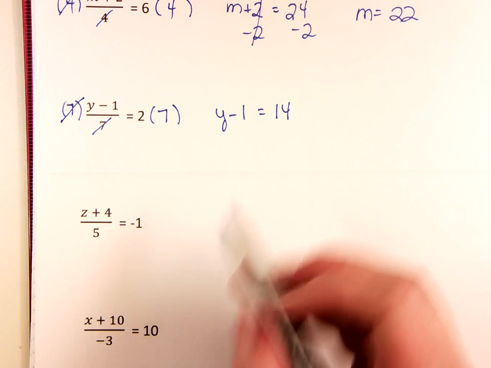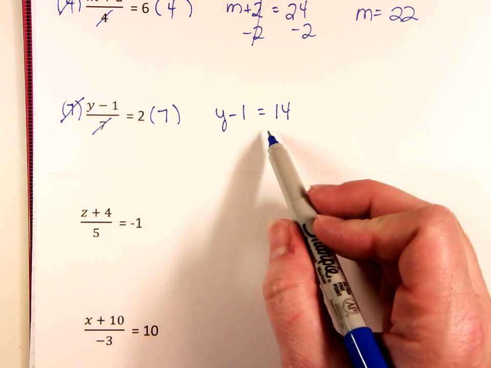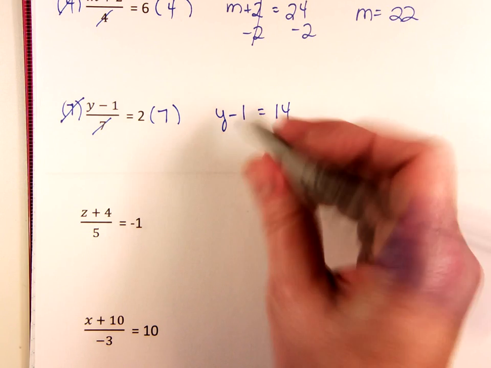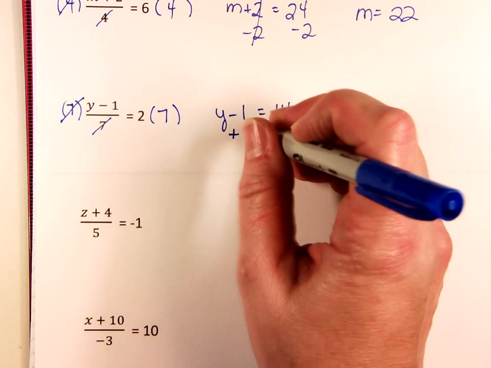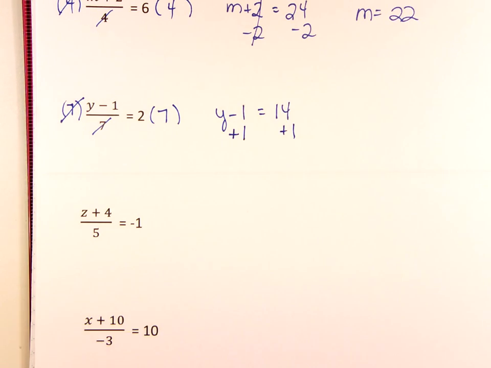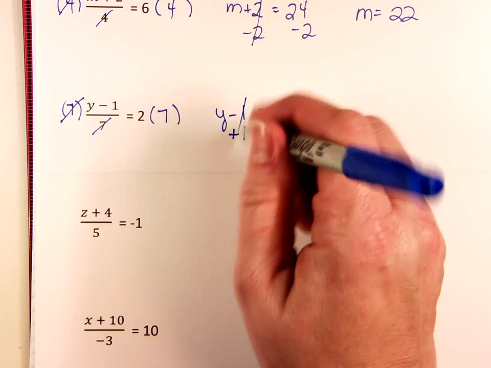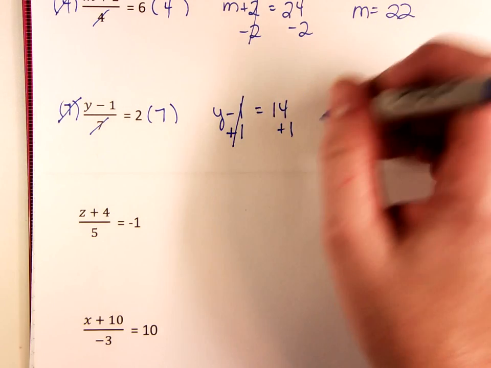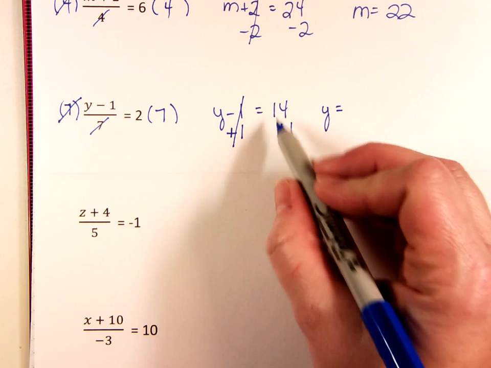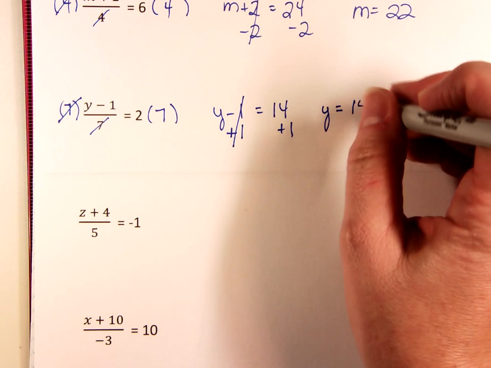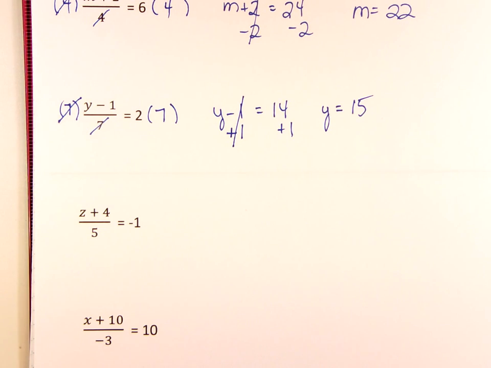Right, now this should look a little bit more familiar. This is a subtraction here. Undo it with the opposite. Add 1 to each side. These can cancel. I have y equals 14 plus 1. That's 15. Questions on that one? I got 15. Oh, good job. Excellent. That's a 2-step problem. Very nice if you're getting these already.